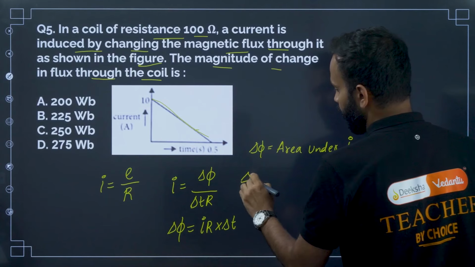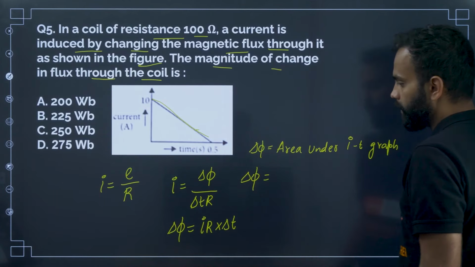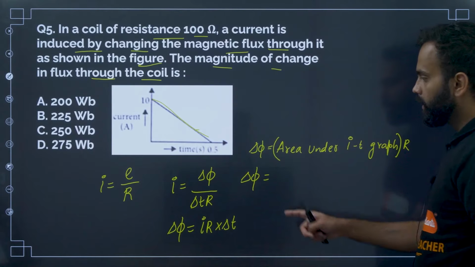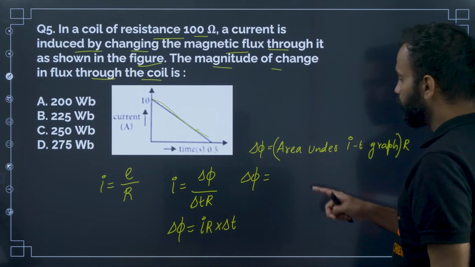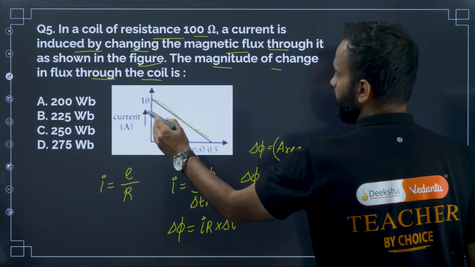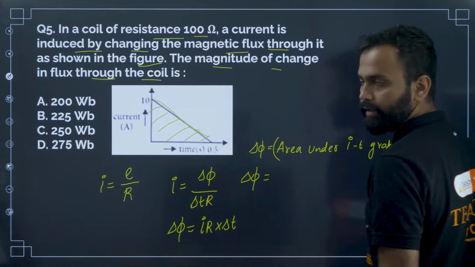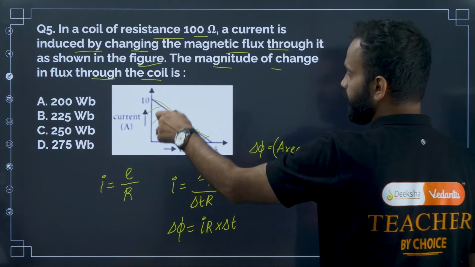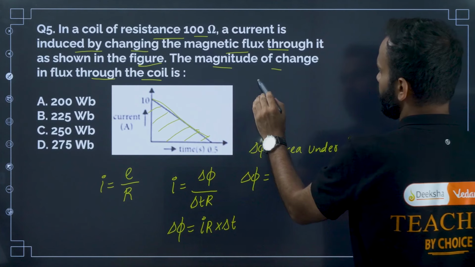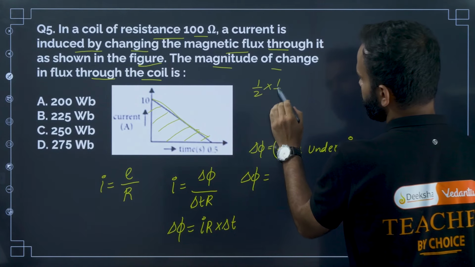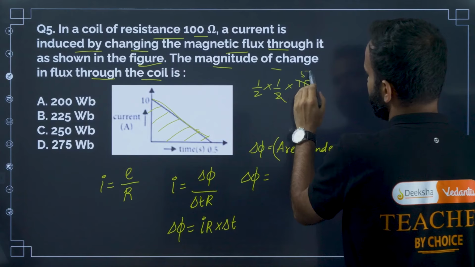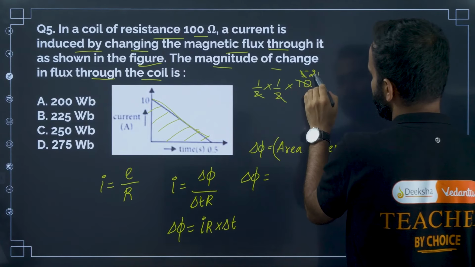So now delta phi is equal to area under the I-T graph into R. The area under the I-T graph is the area of this right angle triangle. What is the base? 0.5. What is the height? 10. So 1 by 2 into 0.5 into 10. Two 5s are 10, then 2.5.